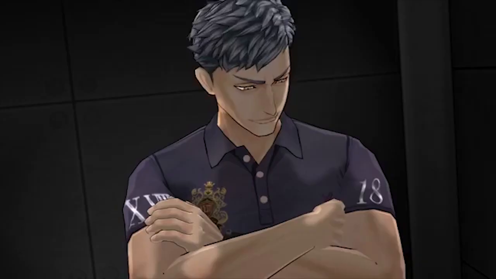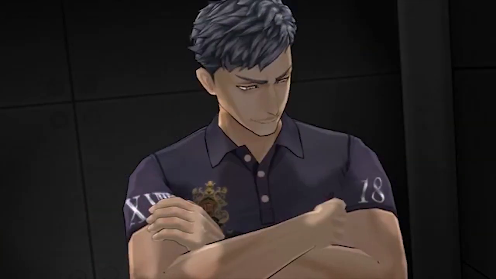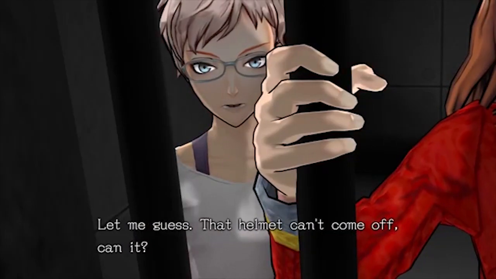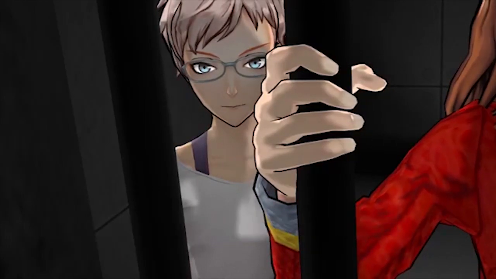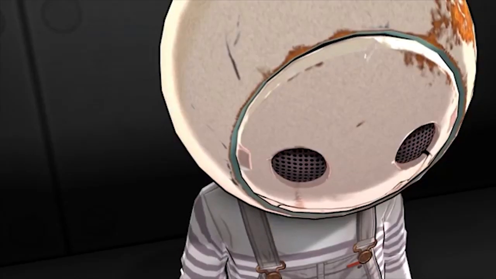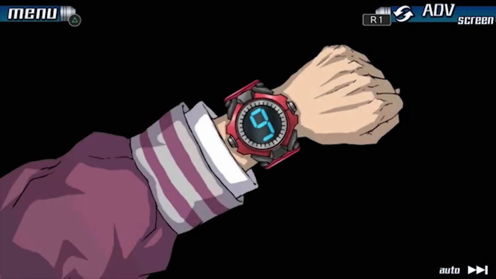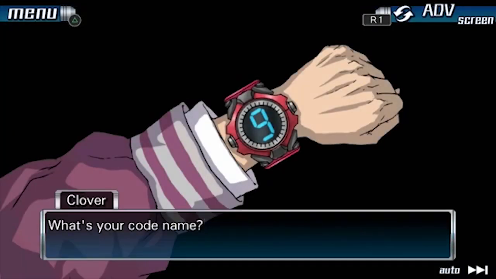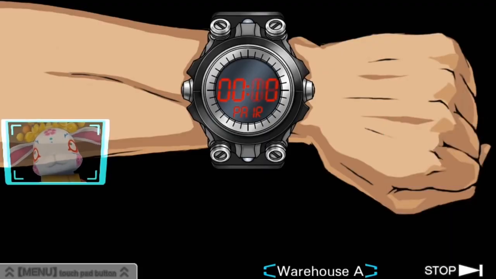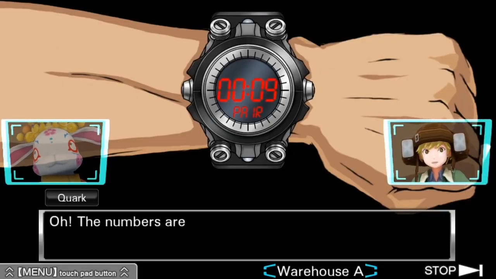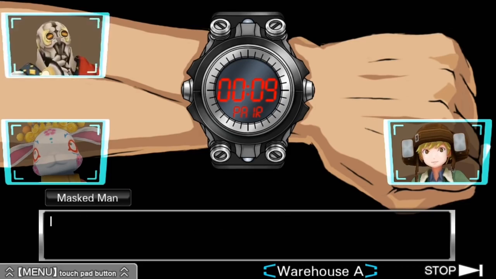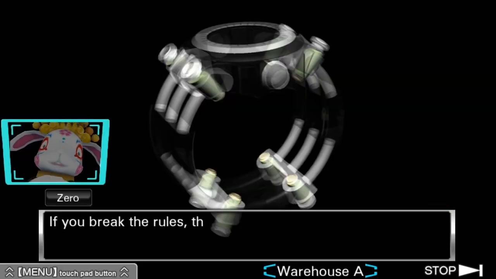This part has gotten the series compared to Saw a lot, but in truth there's a lot more to it than that. The games in Zero Escape are more like games of logic and gaming the system. Every participant is also given a bracelet that cannot be taken off until that person escapes. What these bracelets do can differ on a game-by-game basis, but in general they can provide information, be used as authentication, or in some cases even kill players who break the rules.